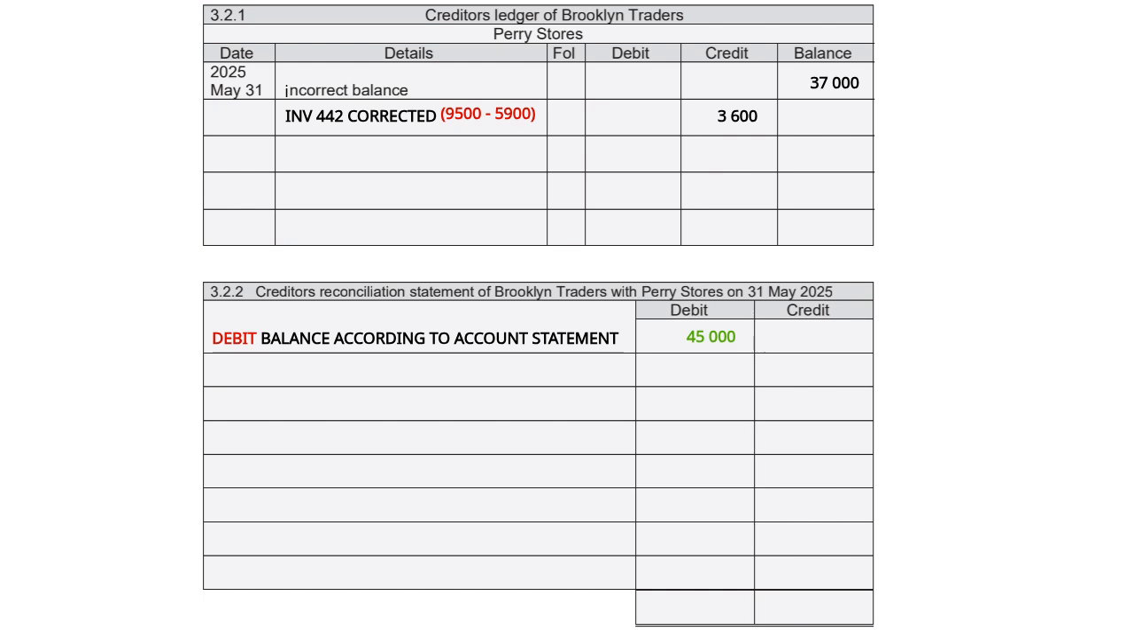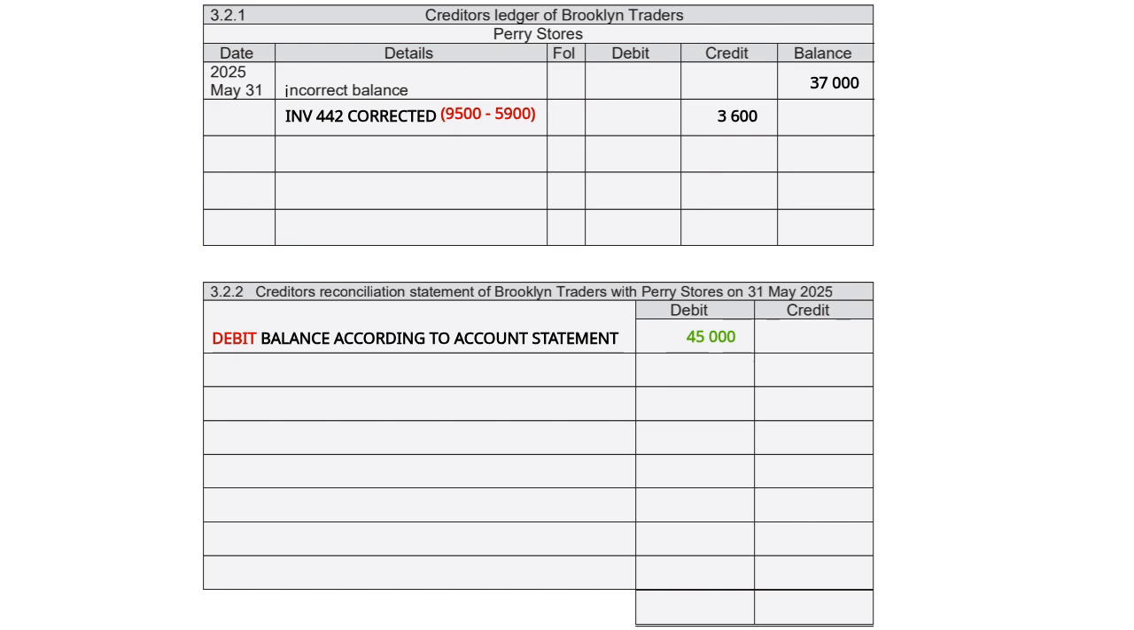Brooklyn Traders were entitled to a discount of 2,200 Rand on the payment made on the 12th of May because they had terms of 30 days. Perry Stores omitted the discount from the statement and will only consider it on the statement issued for June. So now we have to ask ourselves, the error did not take place in the ledger. It took place by the business that forgot to put it in the statement. They forgot to enter this discount.